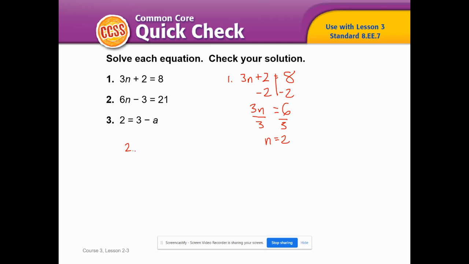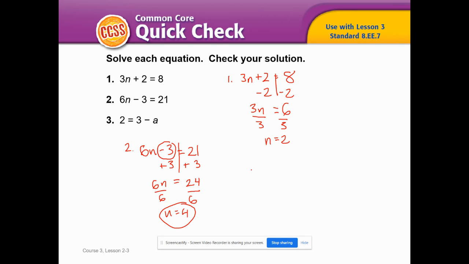Okay, on problem 2, go ahead and solve for n. It was 6n minus 3 equals 21. So we start with that outside-in number, the minus 3, and I'm going to undo it with the opposite operation, which is addition. Add 3 to both sides, and I get 24 equals 6n. 6 times n equals 24, so I divide by 6 to solve, and n is equal to 4.